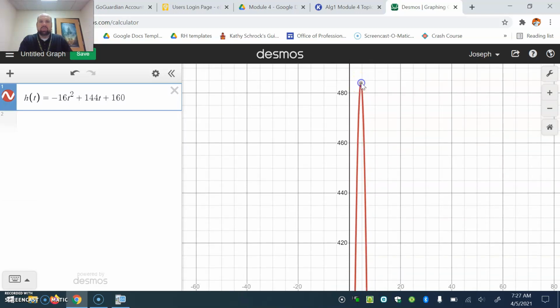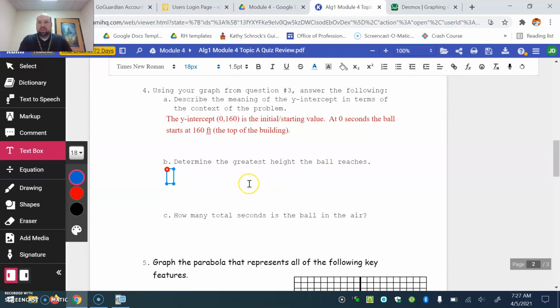Okay, so this point right here, 4.5, 484. So the greatest height is at 484 feet. That's the point (4.5, 484).